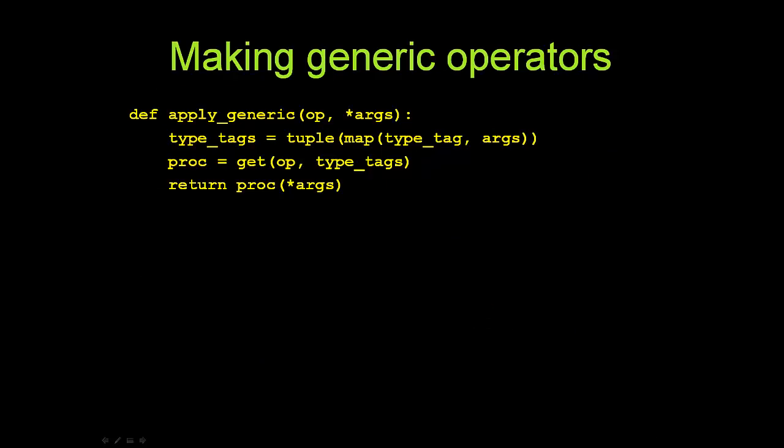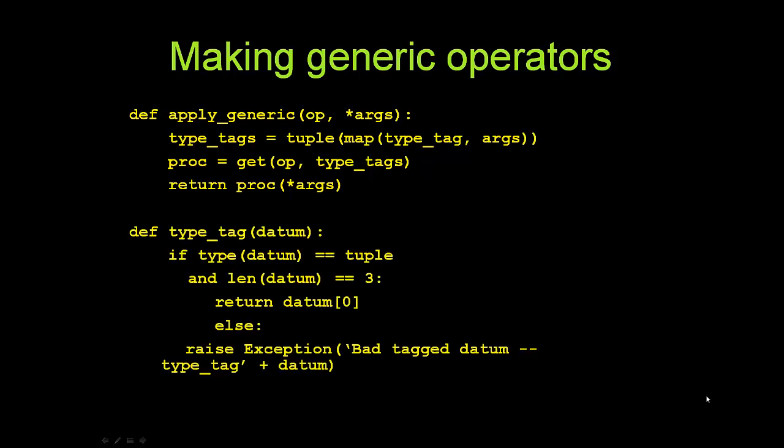All right, so now let's take a look at how we will actually use this table to implement our generic operators. The function that we need to look at is called apply generic, and it will call type tags. But let's take a look. First of all, you try to apply an operation to a bunch of arguments, and what you do then is map the type tag on the arguments.